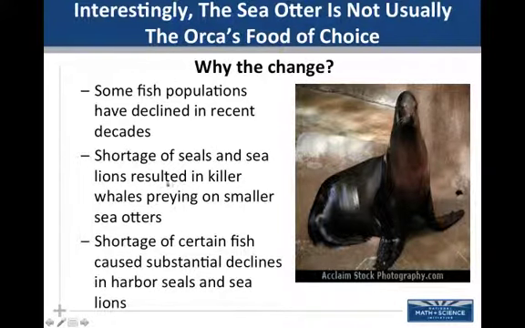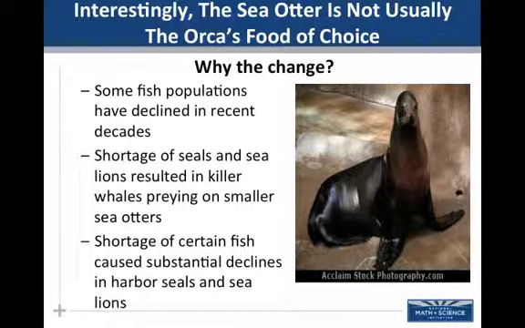And so they were protected species. And so what's happened, and why these orcas are now feeding on them, is they have a shortage of seals and sea lions. And so the sea otters have become an available food source because the seals and the sea lions are in short supply.